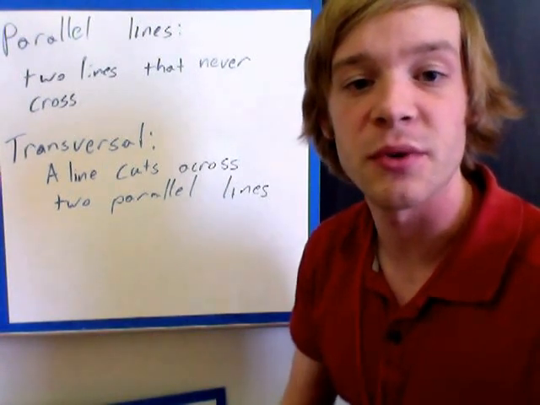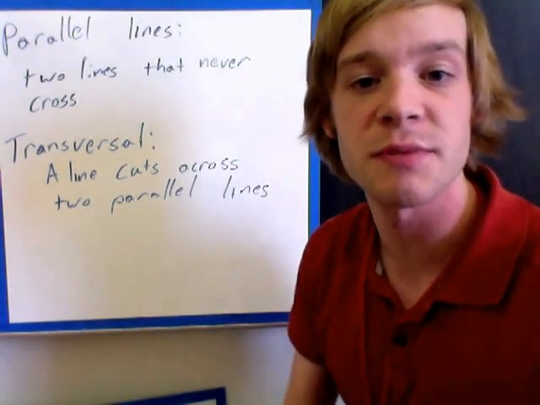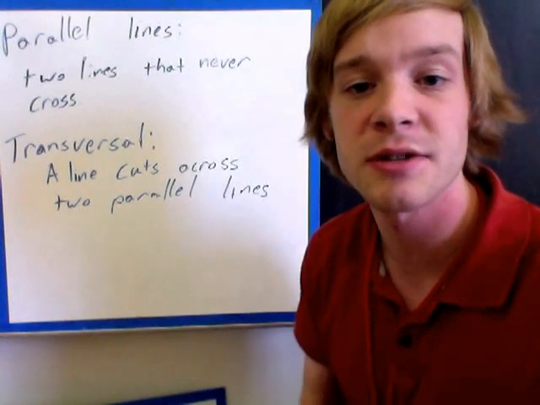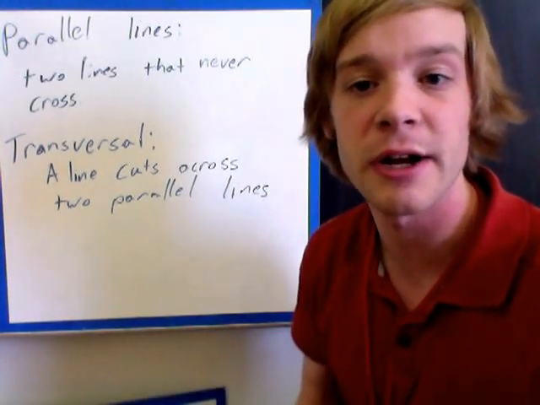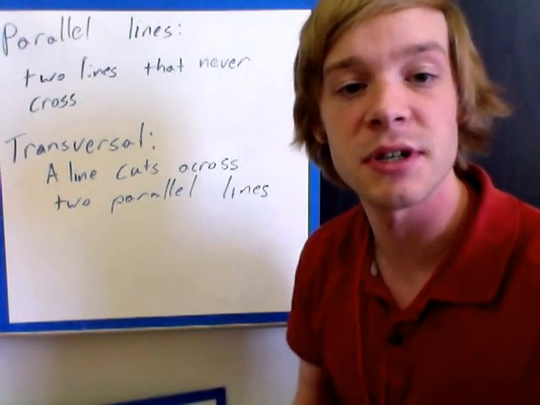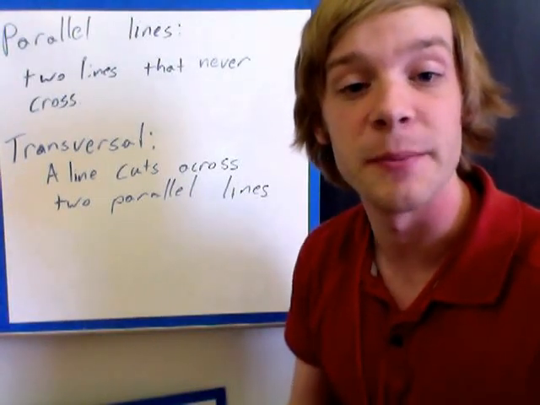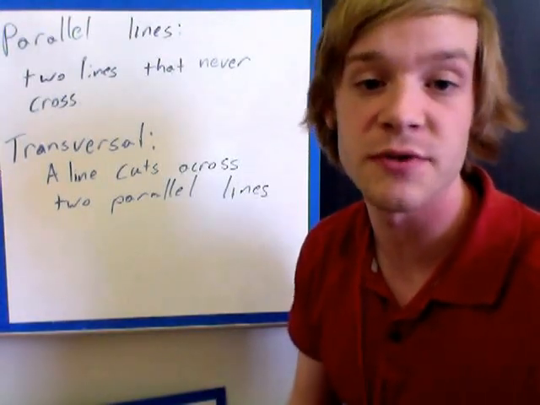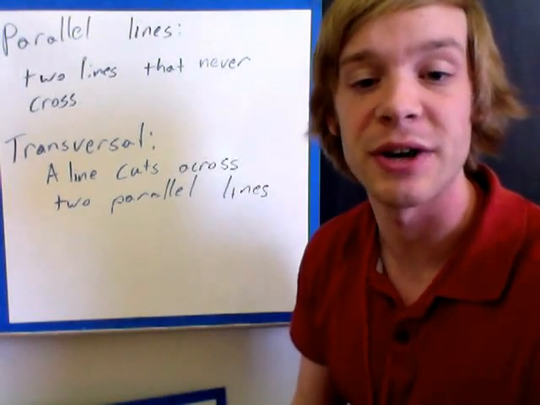Our other term here is transversal. A transversal is simply a line that cuts across two parallel lines, so it intersects both of the parallel lines. And as I'm going to show you, we've got some rules when a transversal cuts through two parallel lines.